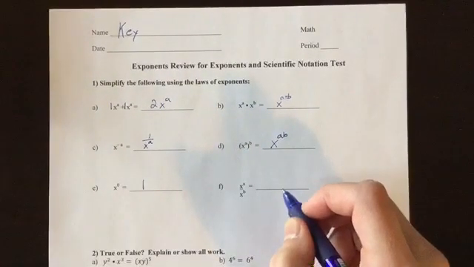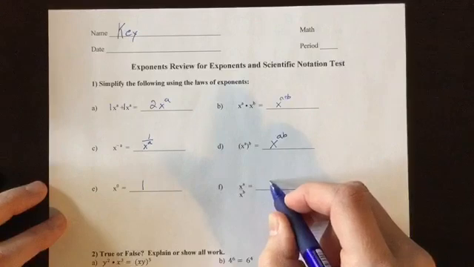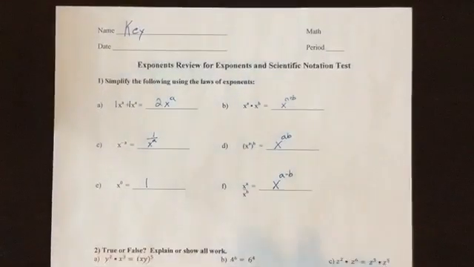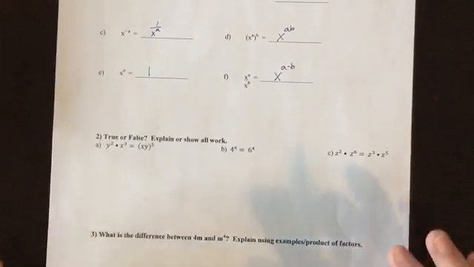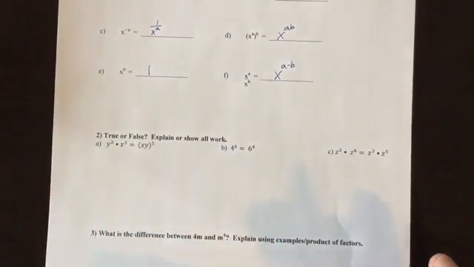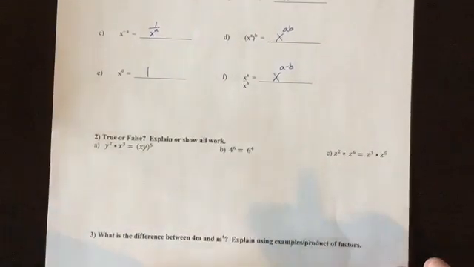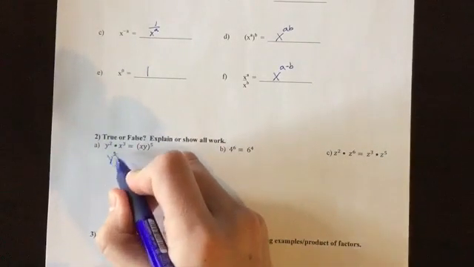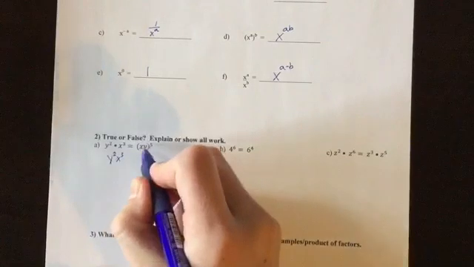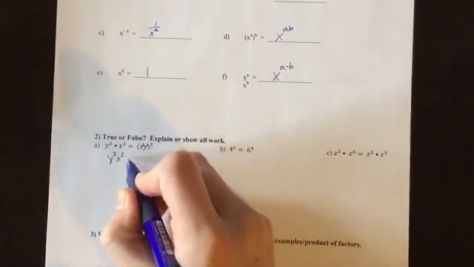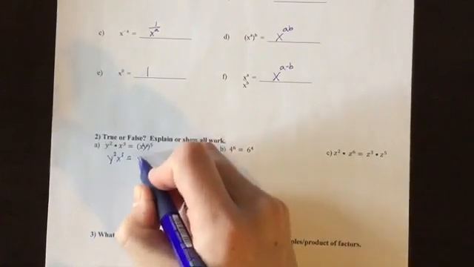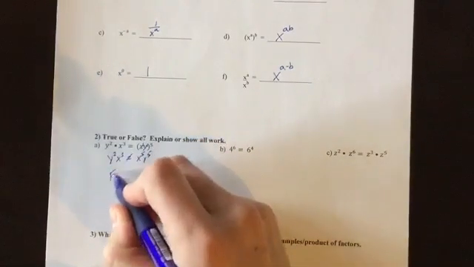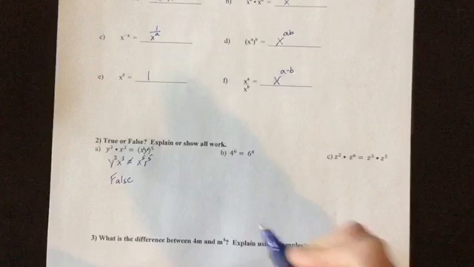X to the a divided by x to the b, when dividing with same bases, keep your base, subtract your exponent. Okay. Now number 2, true or false, explain or show all work. Probably just going to show all work. Y squared times x to the third, well that's going to be y squared x to the third, and then that xy to the fifth, that's that power to a power, so that's going to be x to the fifth, y to the fifth. So they're not equal, so I would say false.